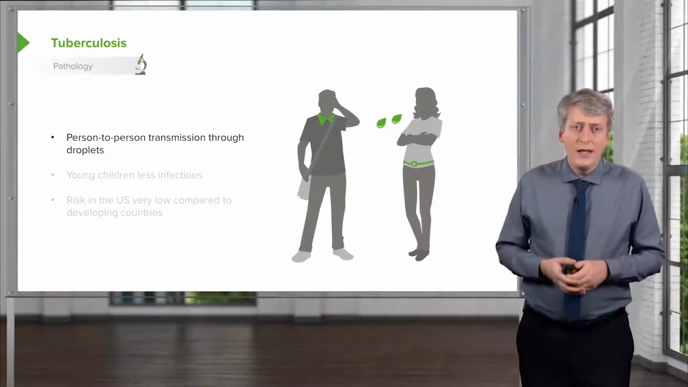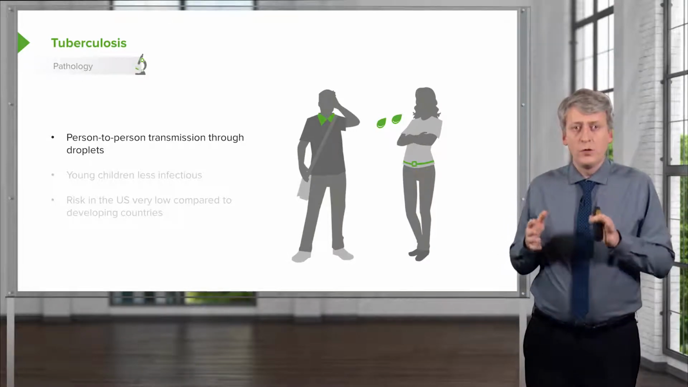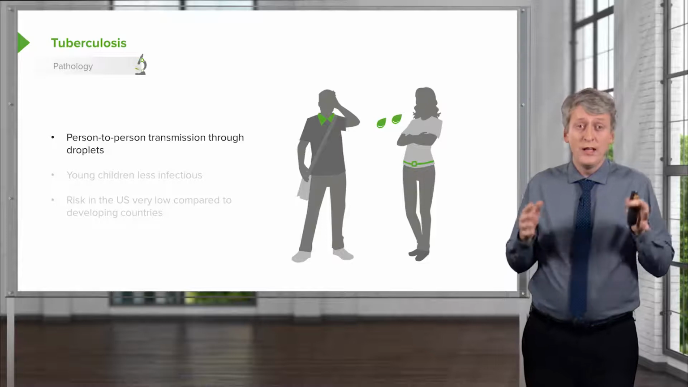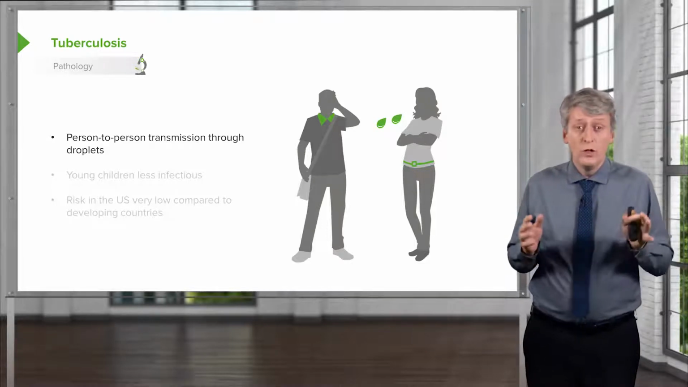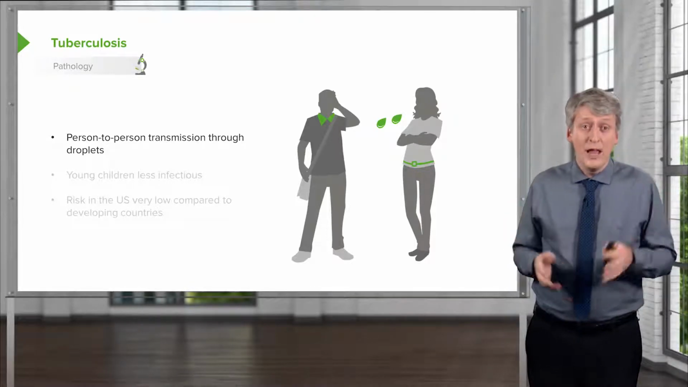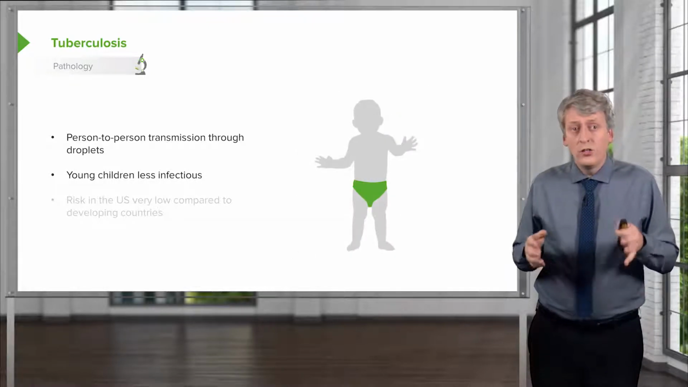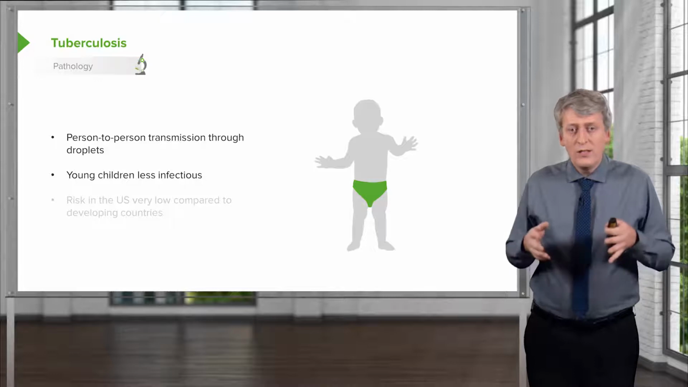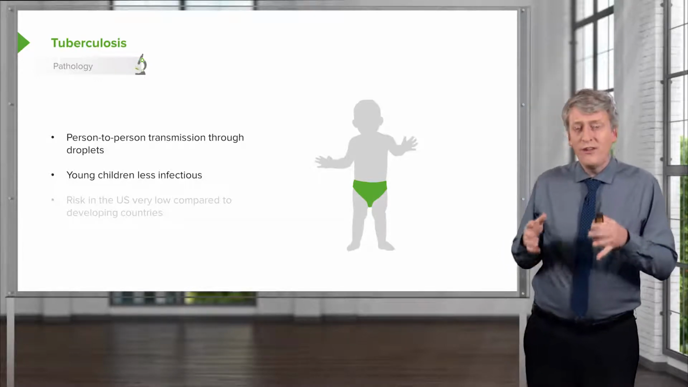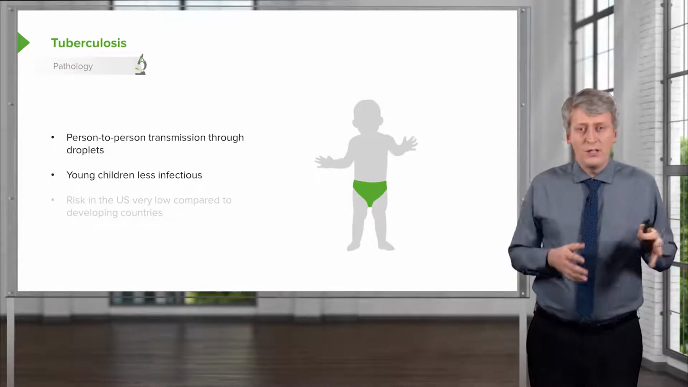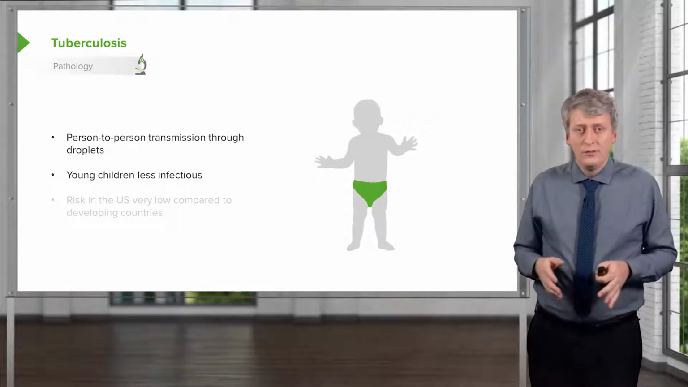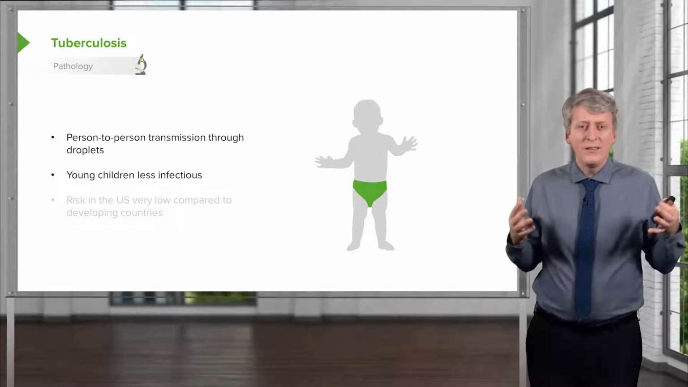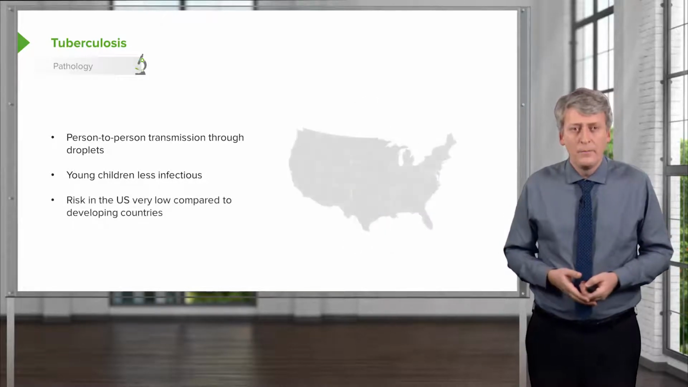Spread of TB is mostly through person-to-person transmission through droplets, although there are some animals that can get it too, such as lions and wildebeest and even some apes. Young children are less infectious with this disease. So it's interesting, if a child is infected, it's probably their parent that's spreading it, not the child. Children are usually not the source of TB from other people because they have less effective coughing.